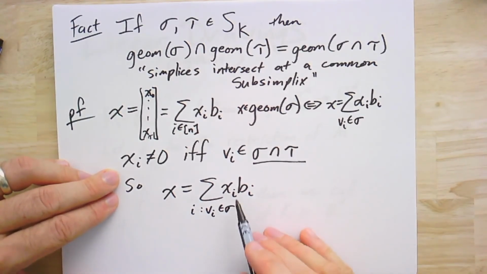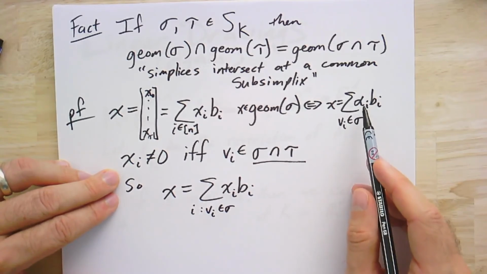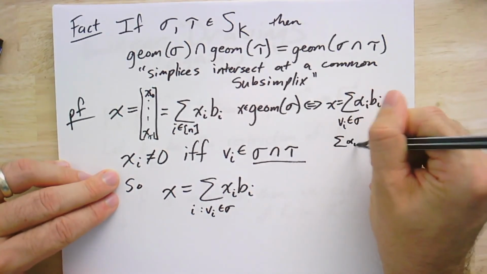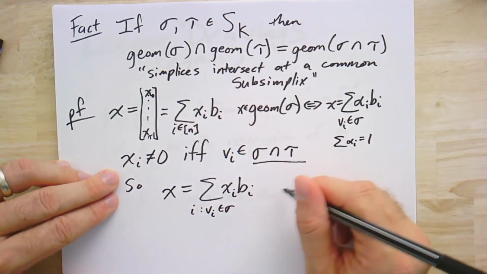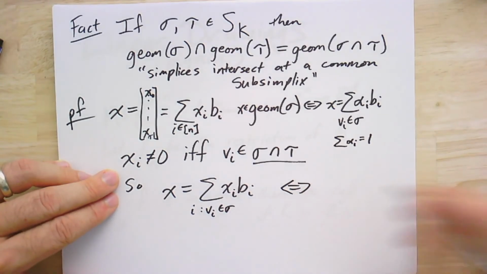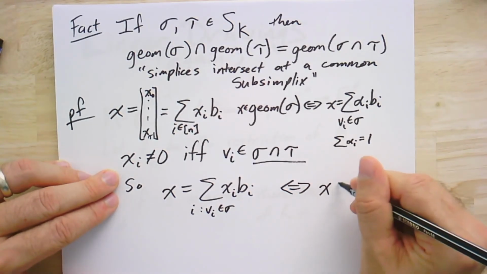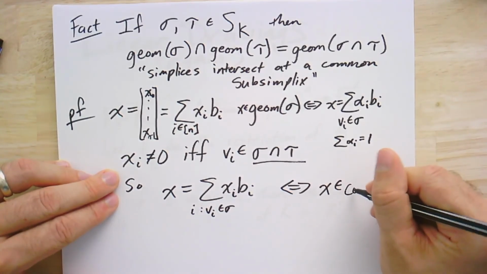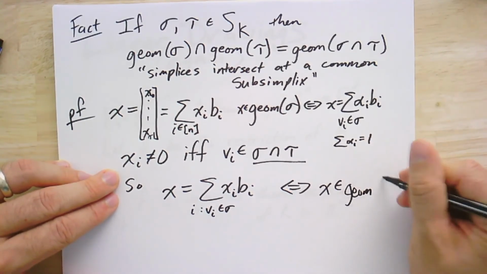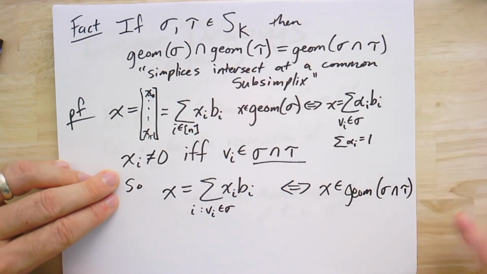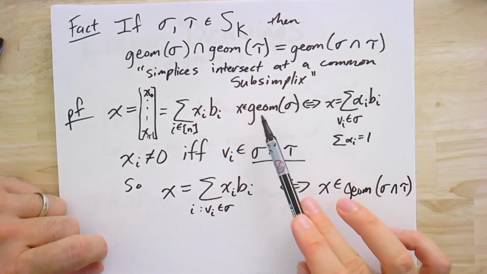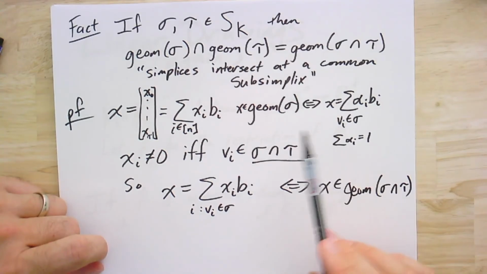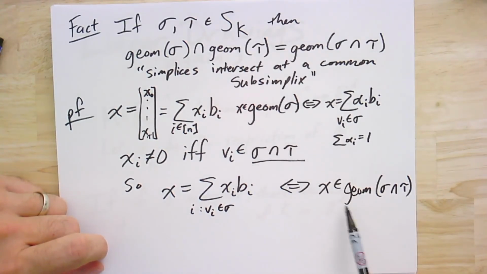Now, we know that this is all of the coefficients, and we knew that the sum of the alpha i's was equal to 1, and therefore the sum of the xi's is equal to 1. So this is a convex combination, and so this is true if and only if x is in the geometric realization of sigma intersect tau. And just to recap, that means we have a point, it's in the intersection of both sigma and tau, if and only if it's in the intersection of sigma intersect tau.